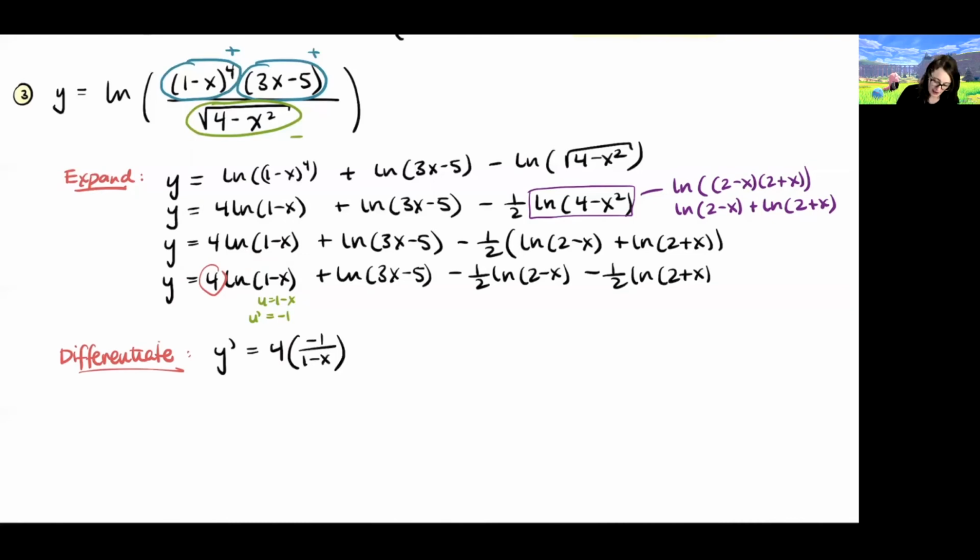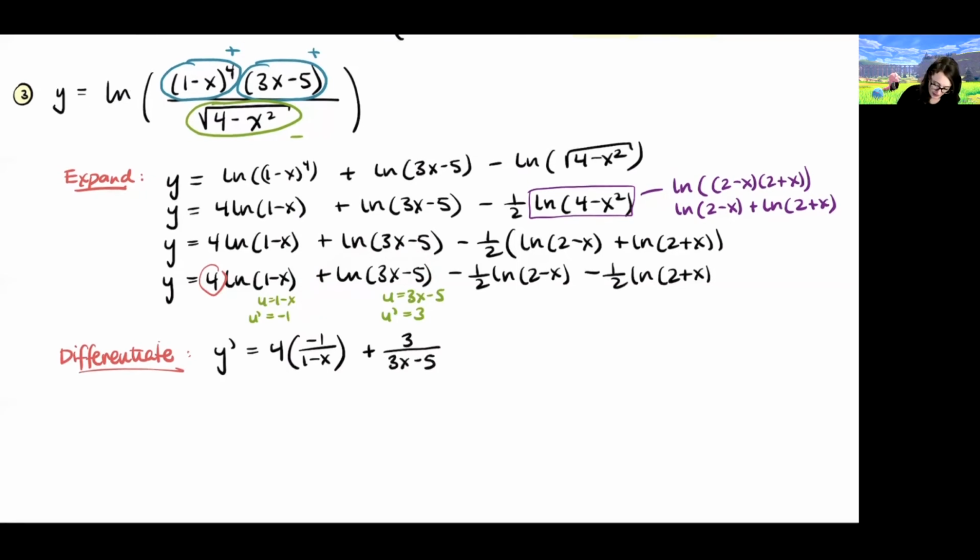Then we will add the derivative of the second natural log. Here we have another u situation, so we need to see what's up with that. So we have u equals 3x minus 5, and u prime, the derivative of that, will be 3. So we'll add u prime over u, so this will be 3 over 3x minus 5.